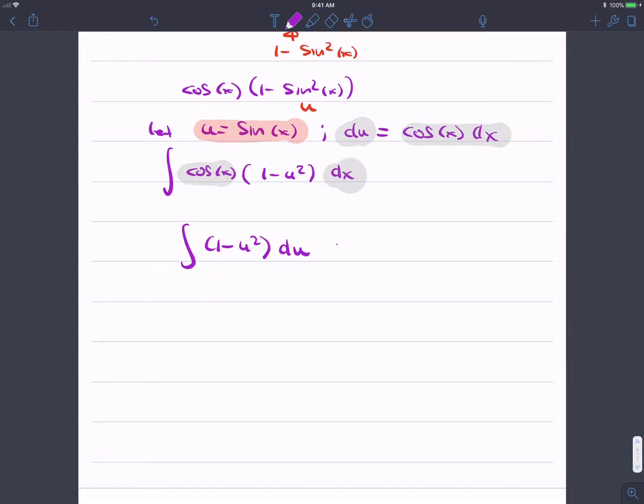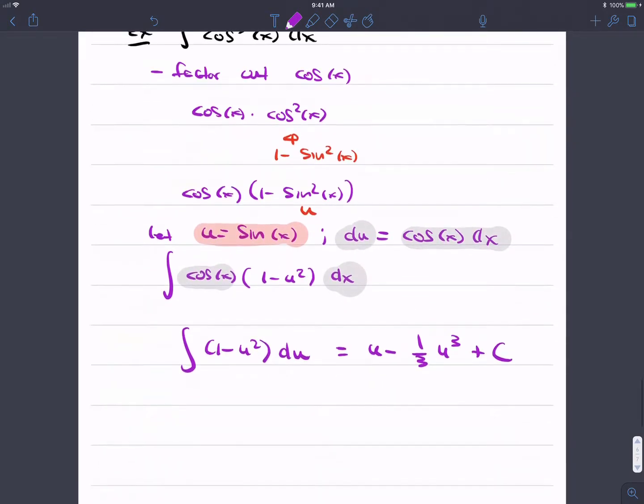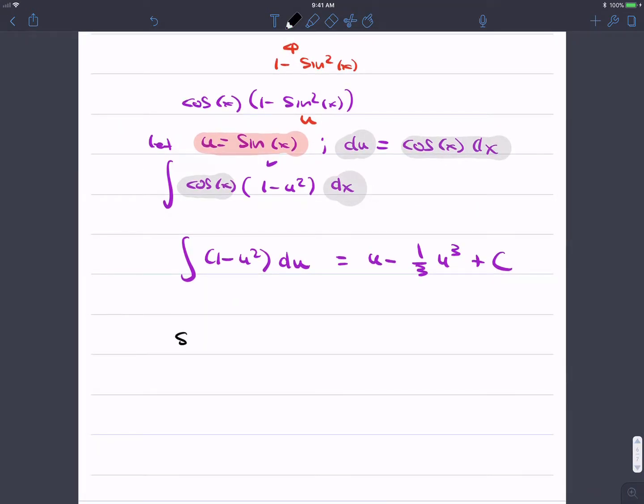which will give me u minus 1/3 u cubed plus c by power rule. Don't forget that u again is sine now. So our final answer is going to be sine minus 1/3 sine cubed plus this c.